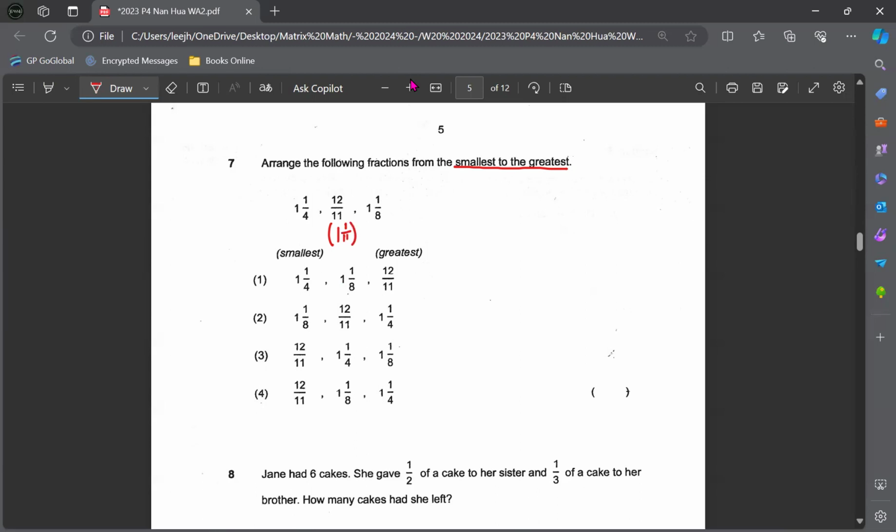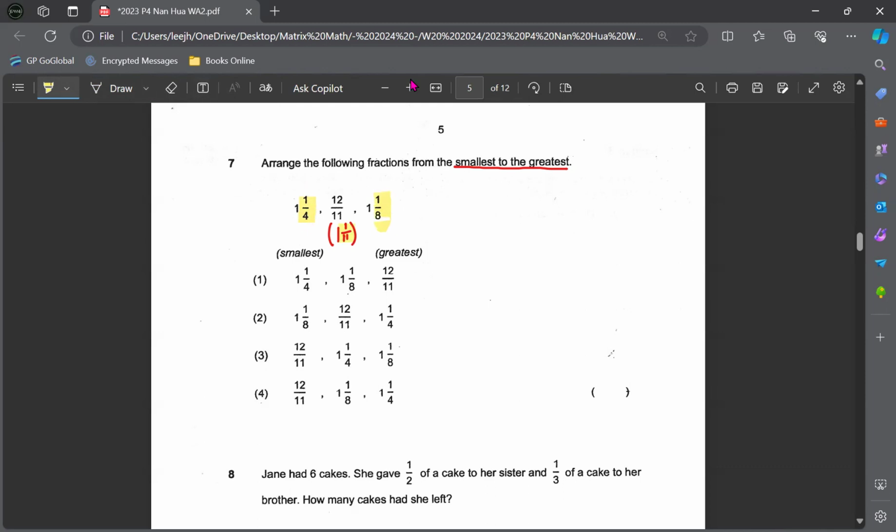So we use the fraction to compare because over here all these fractions have 1 whole, so the wholes are equal, so we just compare the fractions. Okay, so let me highlight the fractions. I'm sorry, I highlight the fractions, so I'm going to compare this one with this one and this one. So which one do you think is actually the smallest?